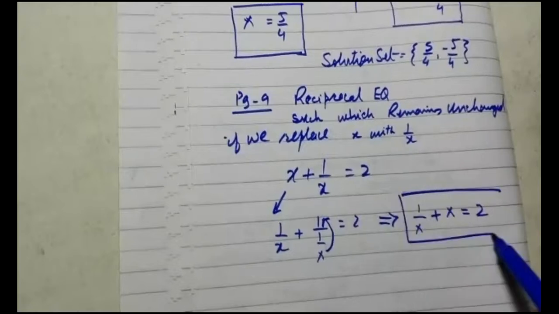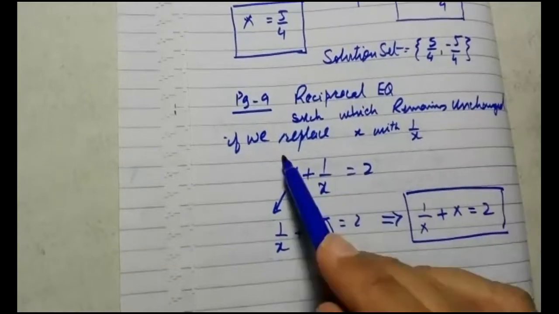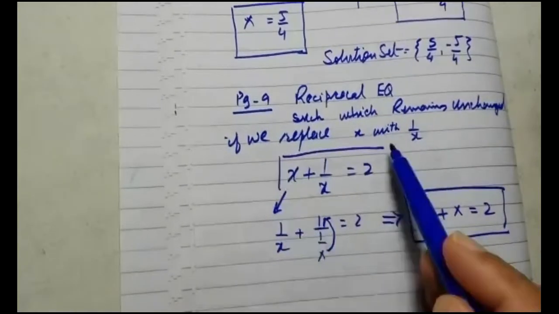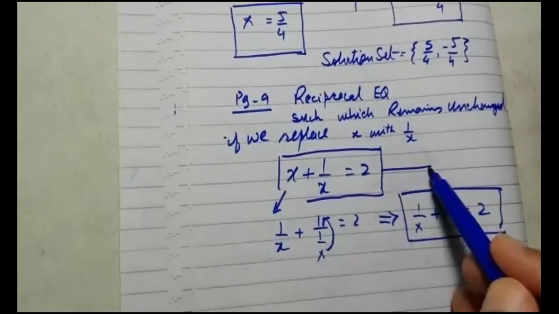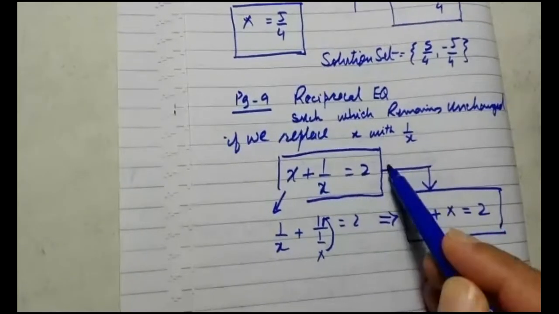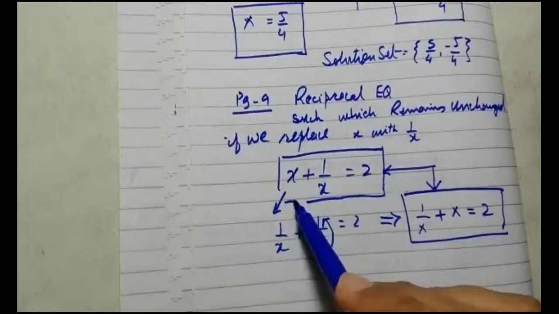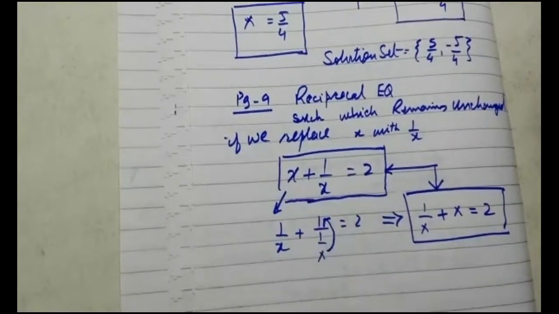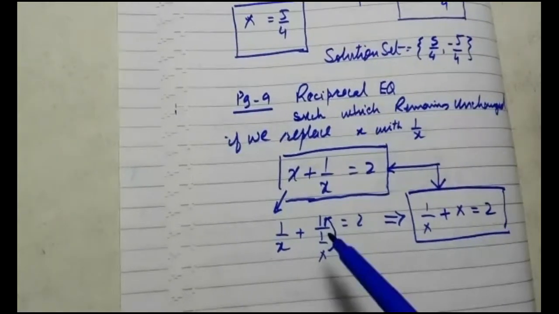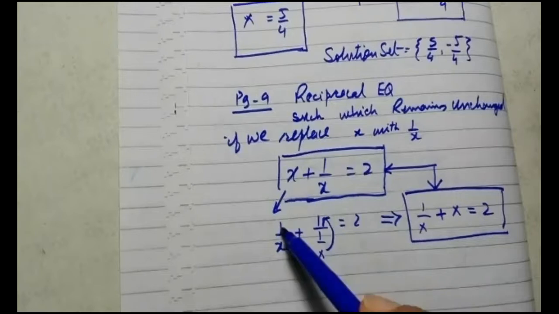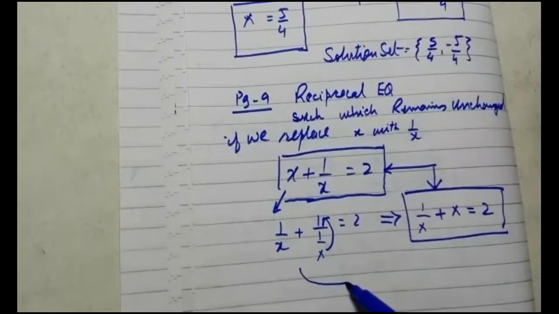So you see the point I want to explain: on page number 9, a slightly more complex equation is given. You have to learn the same definition, but I am just giving you the concept right here of what the reciprocal equation is: if you replace x by 1 over x, its value will not be affected. I have changed x to 1 over x, but you can see that I have gotten the same equation as I wrote in the beginning.